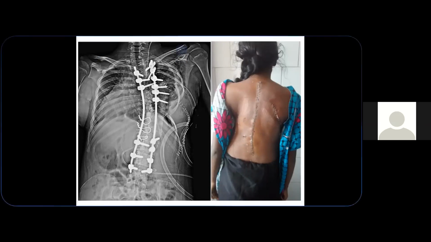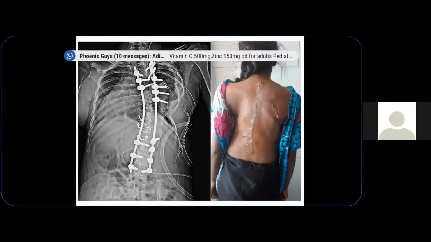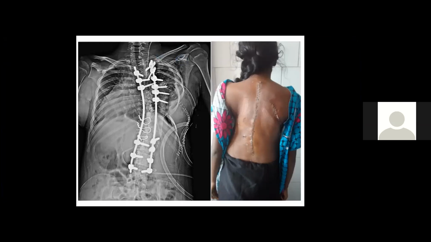How long did it take, sir? Surgical time was around 10 hours. 10 to 11 hours, to be frank, because we have to close, reposition and open again. So it took a quite significant amount of time for us.